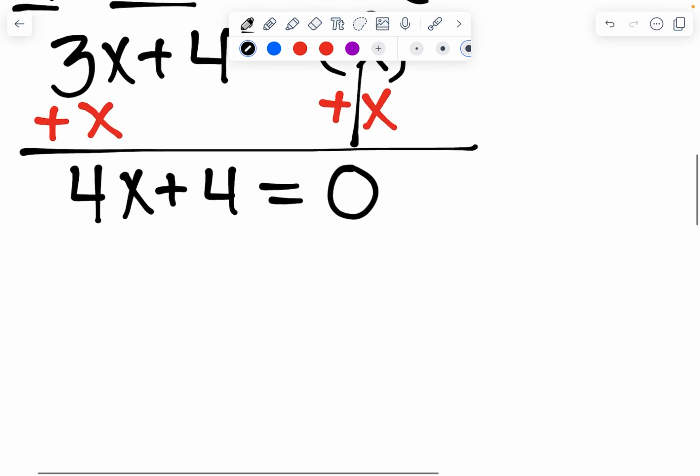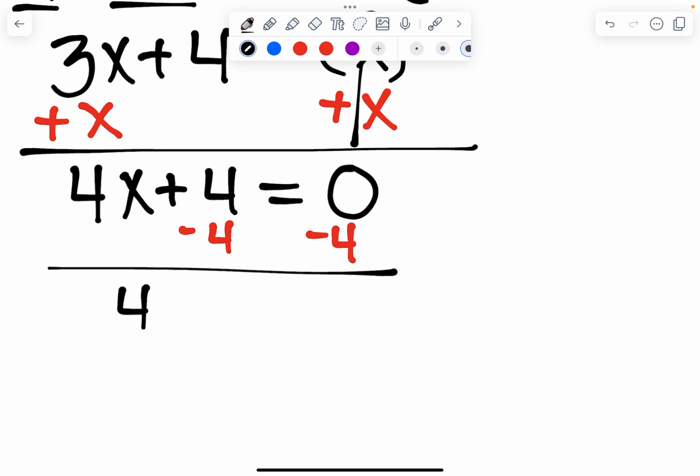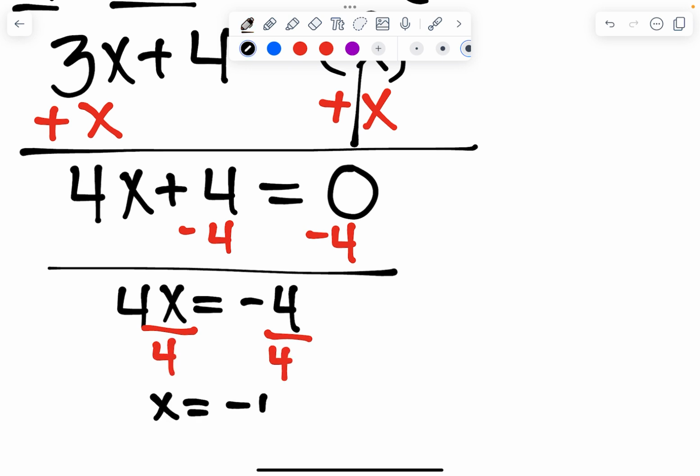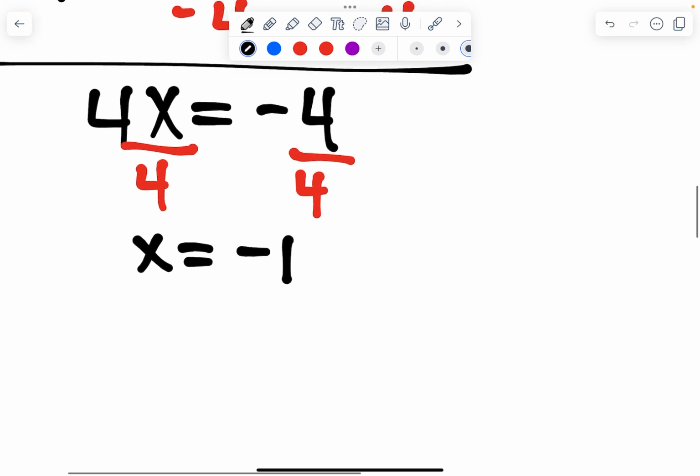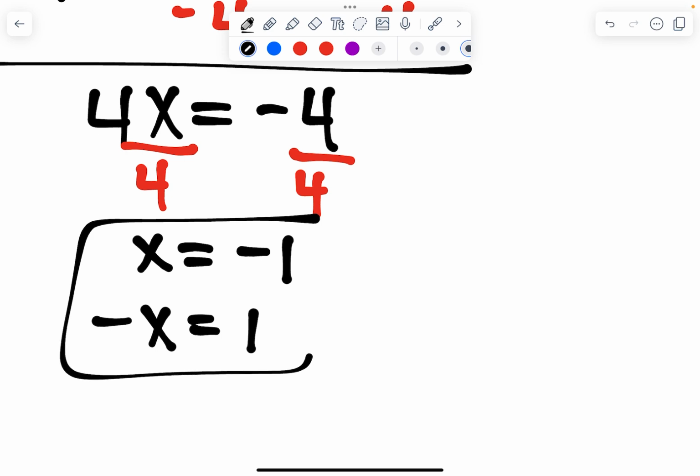And again, I want my variables on one side and I want my numbers on the other. So I'm going to go ahead and subtract the 4. And when I do that, I end up with 4x equals negative 4, because 0 minus 4 gives me negative 4. Now what I'm going to do is divide both sides by 4. And I end up with x equaling negative 1, and negative x, which is the opposite, equals positive 1. So you want to make sure that you get both x and negative x.